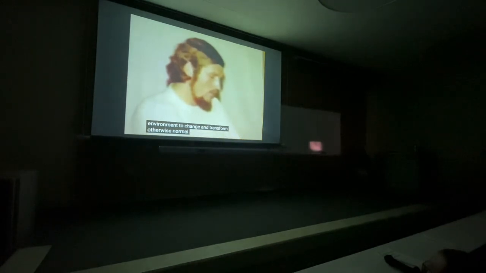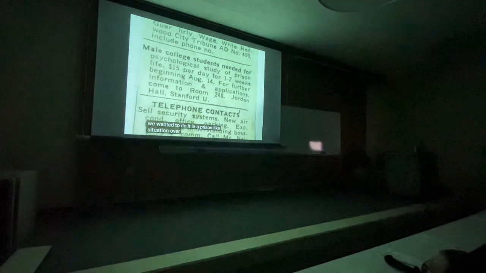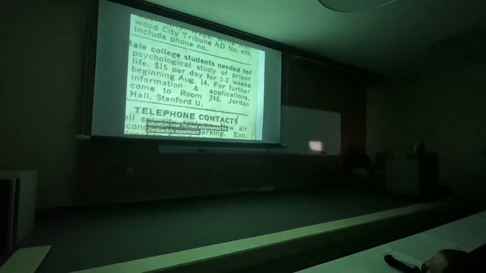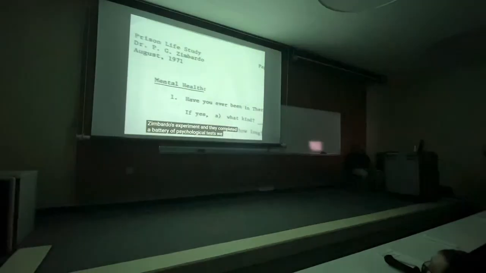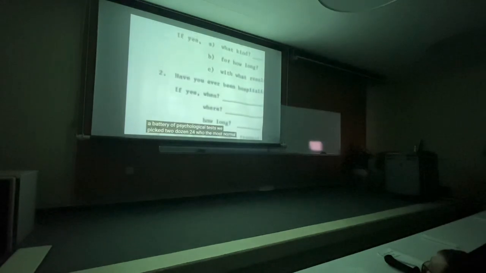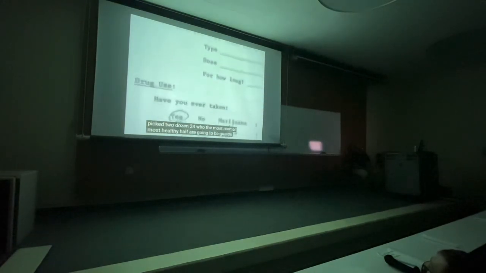We wanted to really test the power of the environment to change and transform otherwise normal people, much as Milgram had transformed otherwise normal people in an obedience situation. We wanted to do it in a prison-like situation. Over 70 men volunteered for Zimbardo's experiment, and they completed a battery of psychological tests. We picked 24 who were most normal, most healthy, half of them guards, half of them prisoners. It's like flipping a coin on heads, this one's a guard, this one's a prisoner. At the beginning, there's no difference in the kinds of people who are in the two groups.